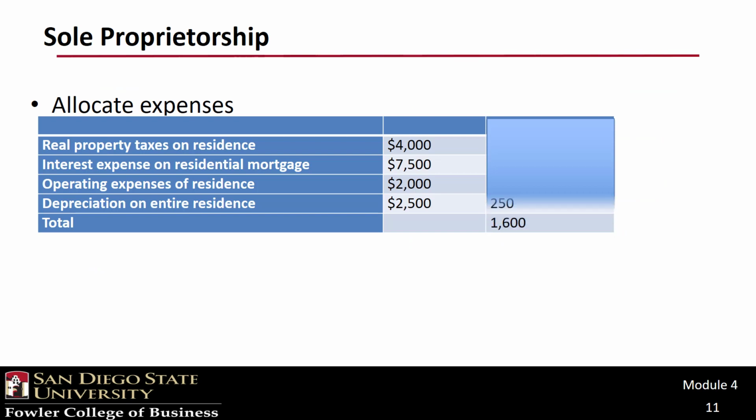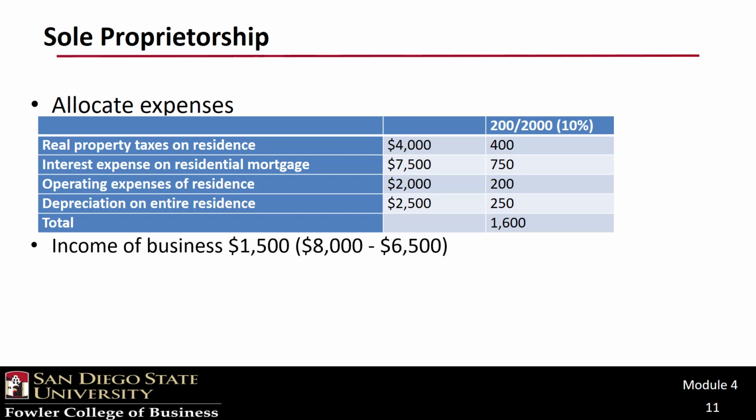We can now compute the business portion as 10% of each indirect cost. The total deductible expenses are limited to the income of the business before any deduction. That's $1,500. And now is when things get complicated.